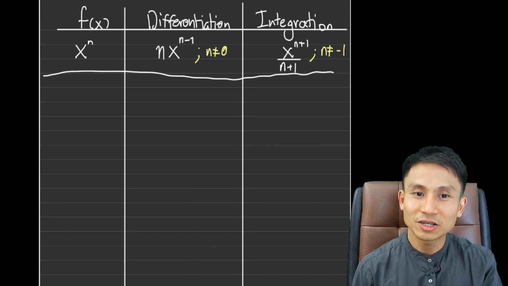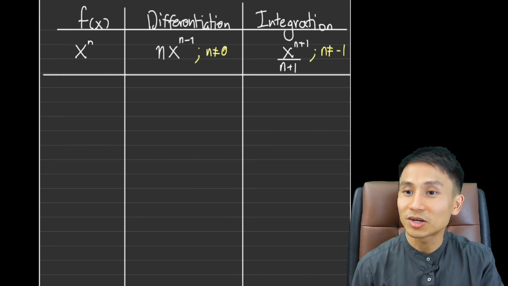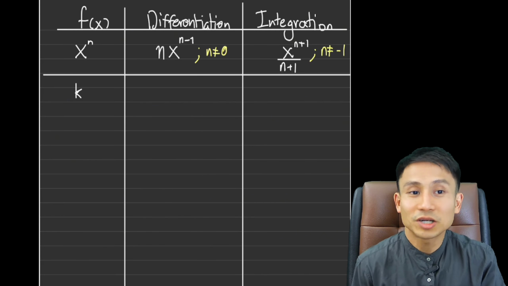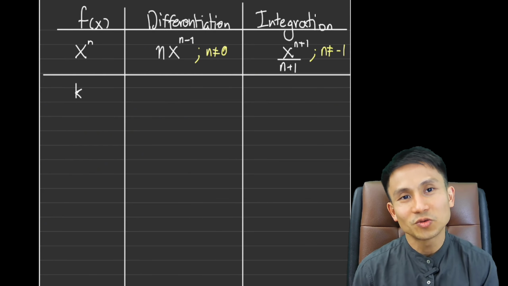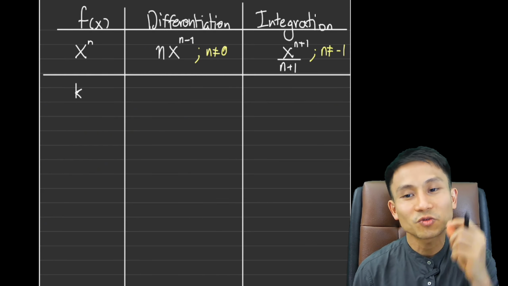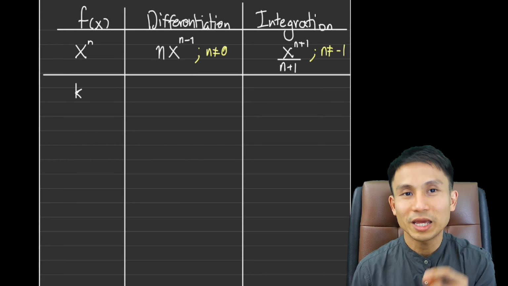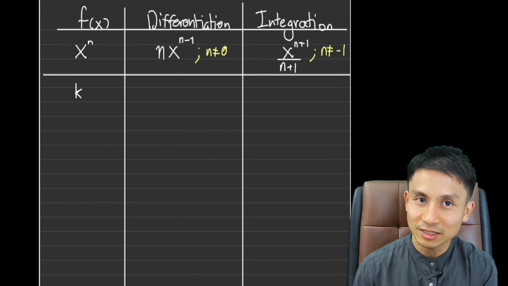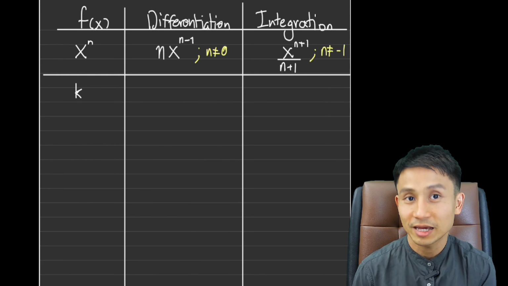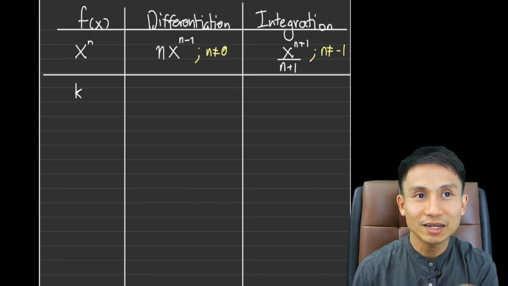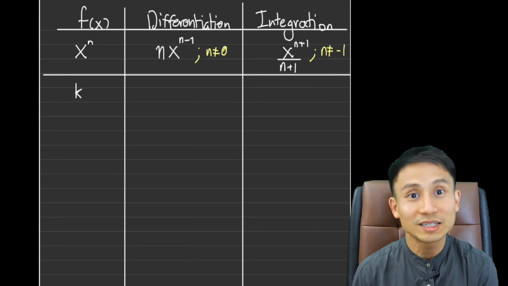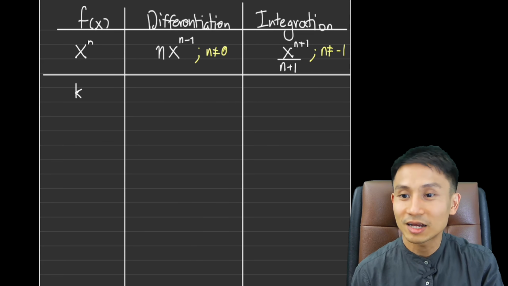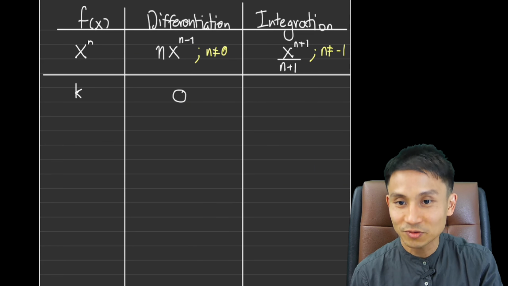The next one is still quite basic. It is just a constant. So a constant can be just any number that is not a variable. Because, as you may already know, differentiation is finding the rate of change. So being a constant implies that there is no change, hence the name. So when you are finding the rate of change of something that doesn't change, it should be 0. That means differentiating a constant should always be 0.